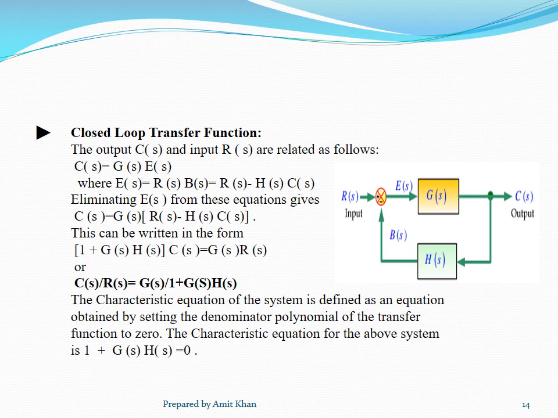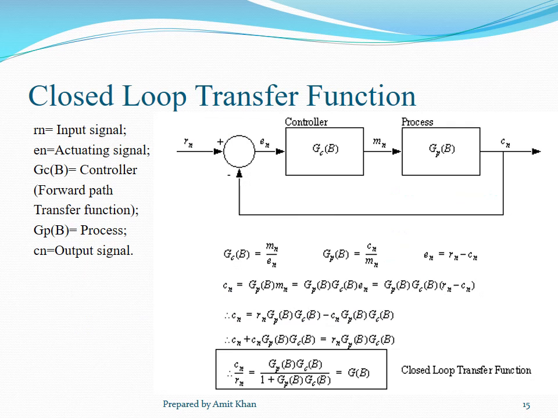From this transfer function we can get the characteristics equation, that is, the denominator of this transfer function should be equal to 0. So the characteristics equation of the above system is 1 plus G(s) into H(s) equals 0. This is also the diagram of the closed loop transfer function.